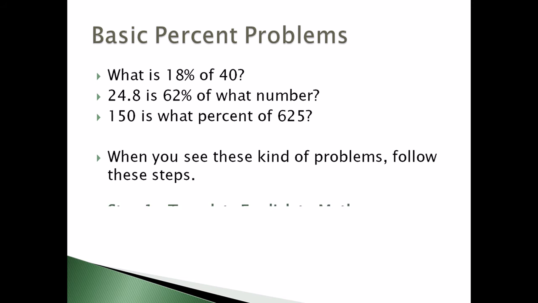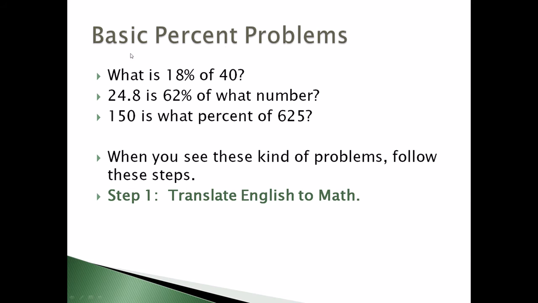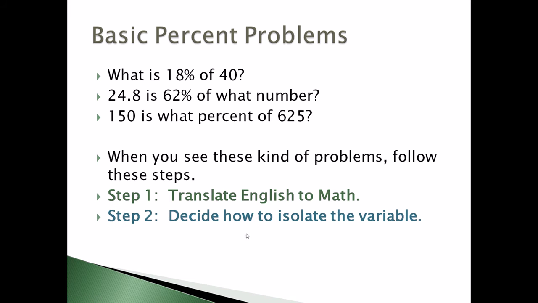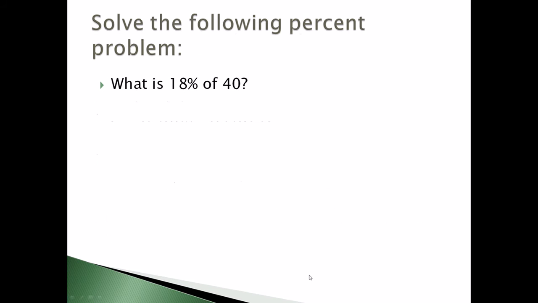Here are the steps. Step 1, anytime you see one of these problems, you're just going to translate English to math. So English of, write the math version of of. Step 2, decide how to isolate your variable. How do you get the variable alone? And then step 3, solve. So we're going to practice solving. Might as well solve these 3 problems right here. You ready? Here we go.